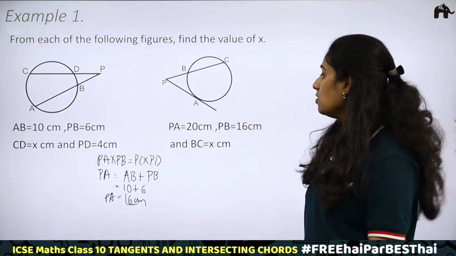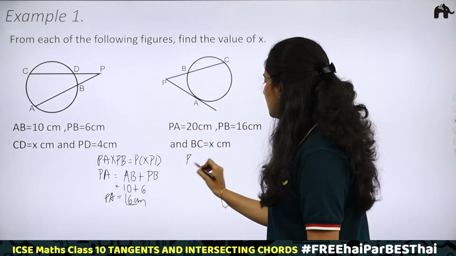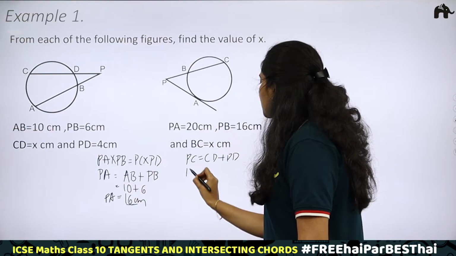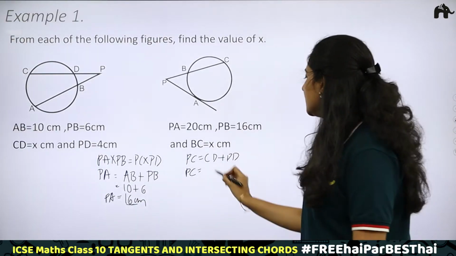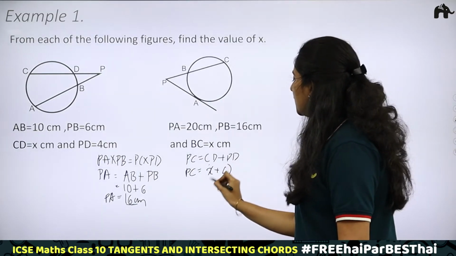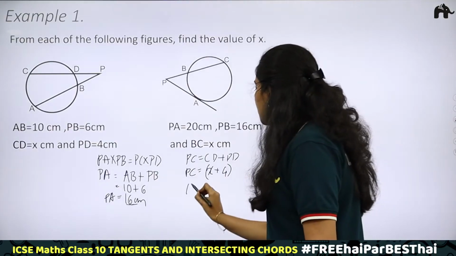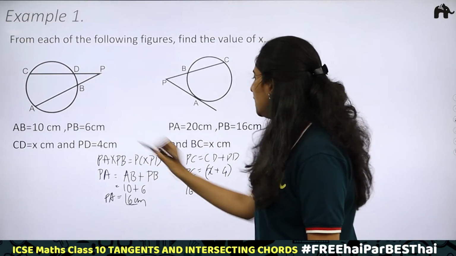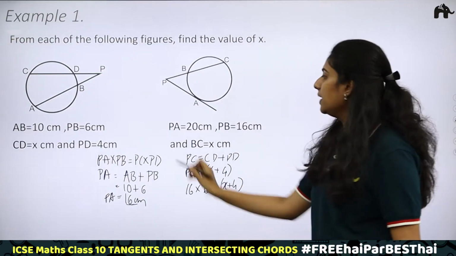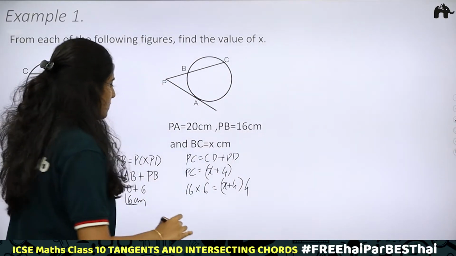Now PC. PC also we don't know. We can find PC. PC will be equal to CD plus PD. What is CD? CD is X, plus PD. PD is 4. Therefore, PC is equal to X plus 4. Now putting the values. PA 16 into PB, PB is 6, is equal to PC, X plus 4, into PD. PD is 4. We'll find the value of X.